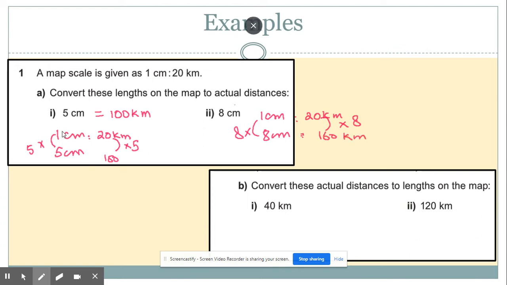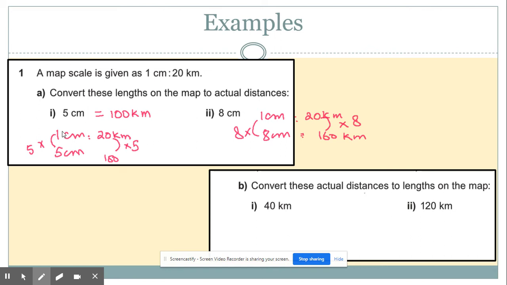Yes, if you're clever, you can just simply multiply this. But because we have learned this method and we have been doing this for quite a few days, it's easier to understand. Now look at this question very carefully. Convert these actual distances to lengths on the map.